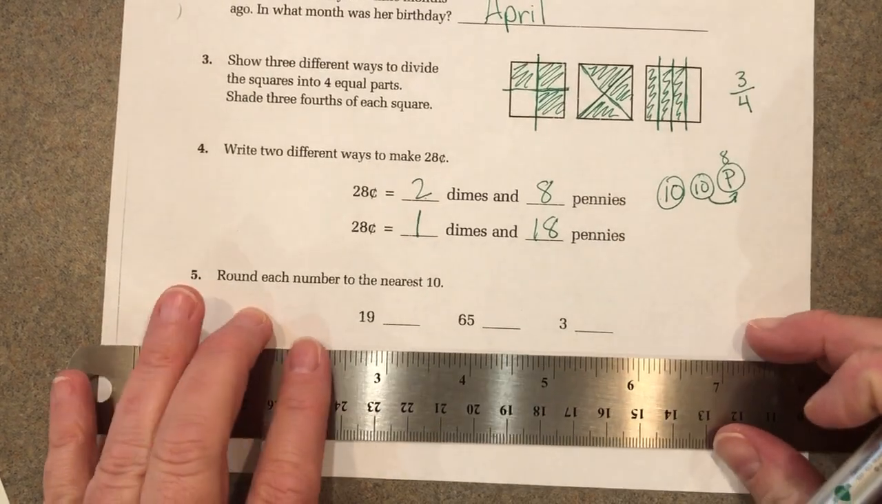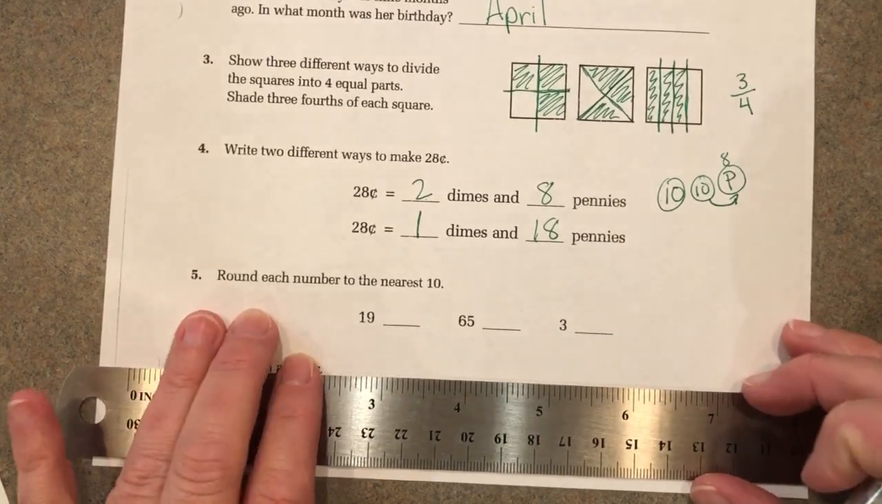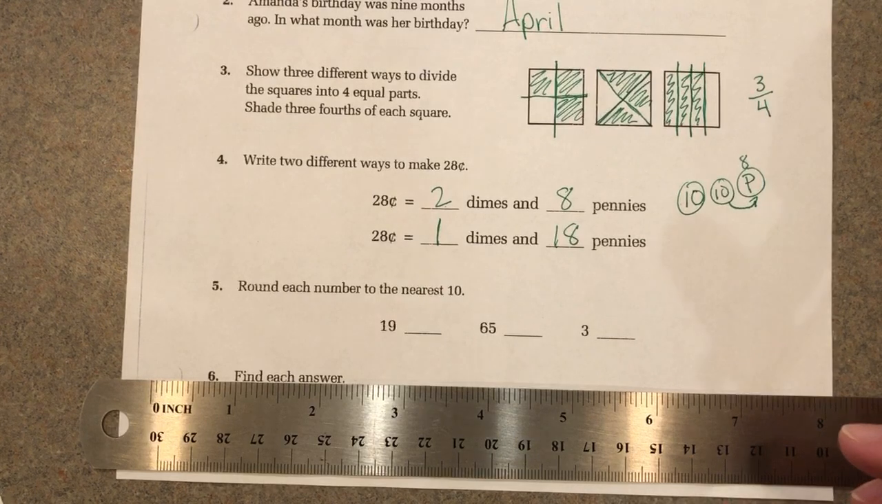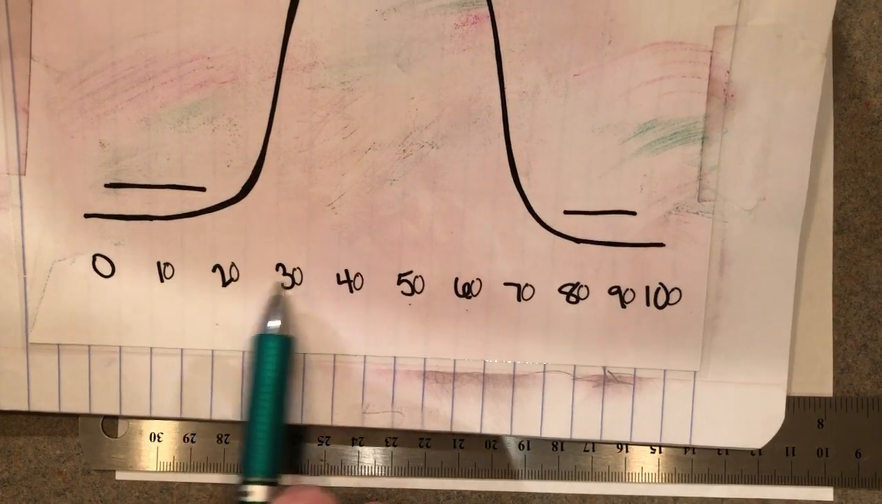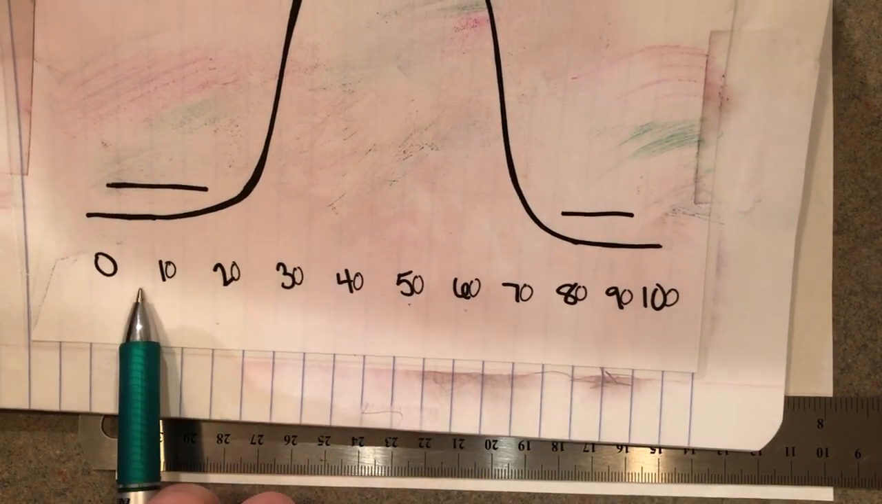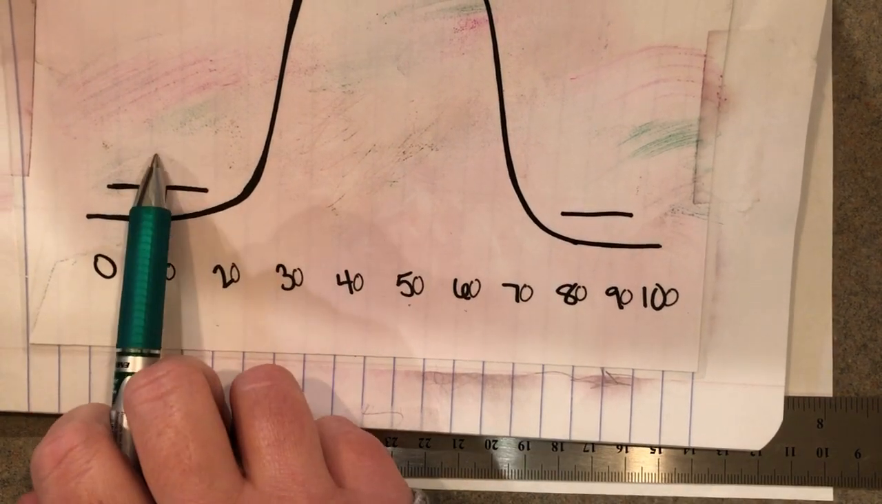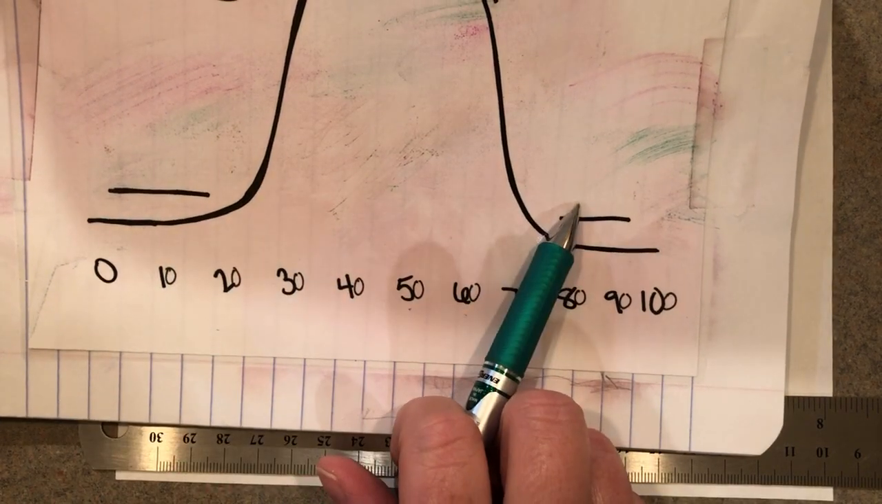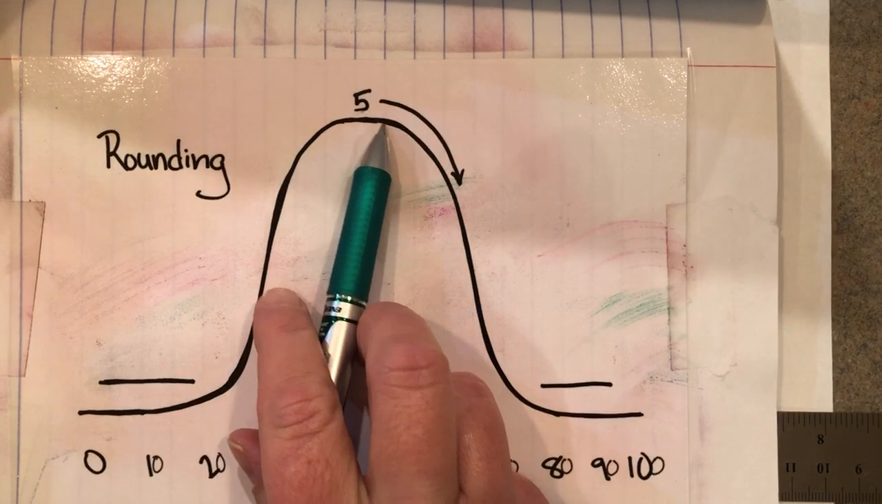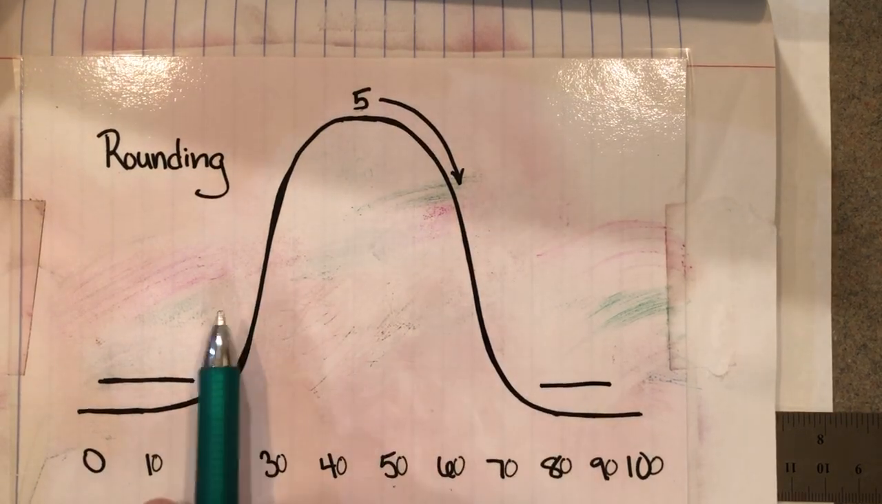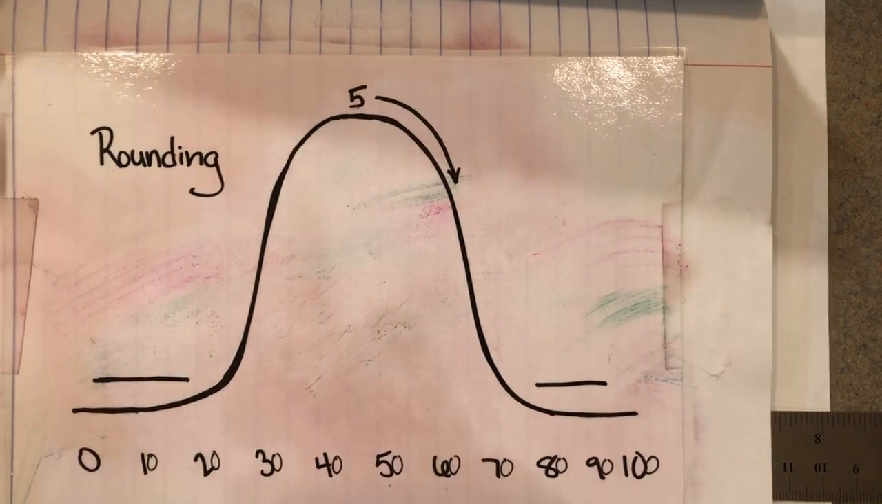Number 5, round each number to the nearest 10. Now we've done this quite a bit, I believe. If you need your rounding chart, it's on page 26. The first thing we do is we decide which 2 tens the number is between when we're counting by tens. We decide if we go lower or higher. And we decide that when we look at the ones place, if it's a 5 or more, we go higher. If it's 0 to 4, we go lower.